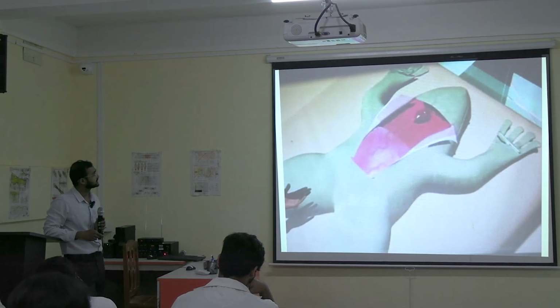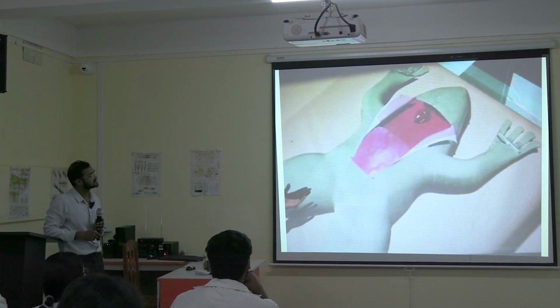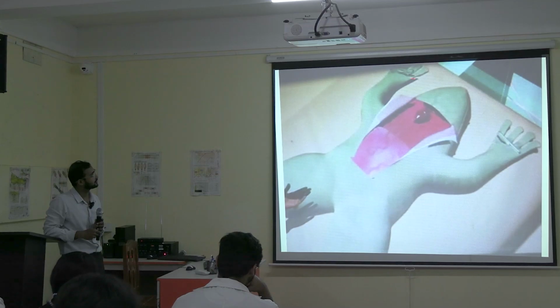After that we will dissect by keeping the frog in the supine position. This is the supine position, and we will dissect with the scissors, not the knife. With the scissors we will open the thoracic cavity into two parts. We will fix the limbs of the frog.